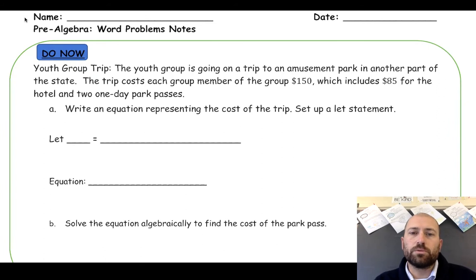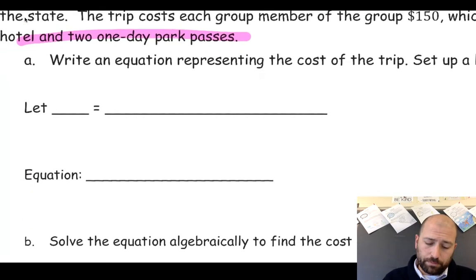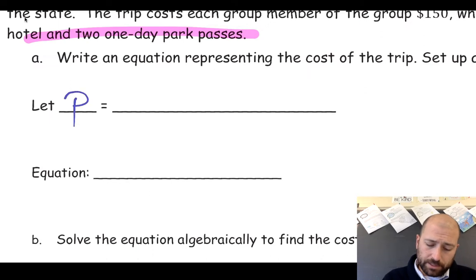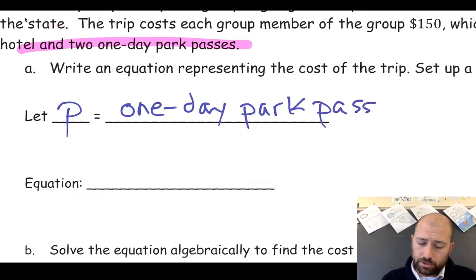The youth group is going on a trip to an amusement park in another part of the state. The trip costs each member $150, which includes $85 for the hotel and 2 one-day park passes. Write an equation. So what we don't know is going to be our variable, and it's all about that park pass. So I'm going to say P is equal to the 1 day park pass.